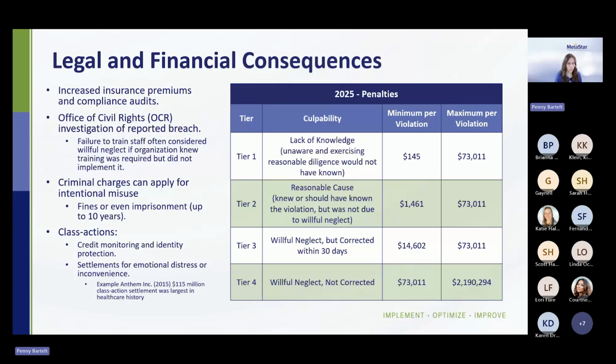And just thought I'd also point out these class action lawsuits. I think we're all starting to see those in the news now as well, where more and more lawsuits are being filed as a result of breaches and things like that. So Anthem in 2015 had a $115 million class action settlement.